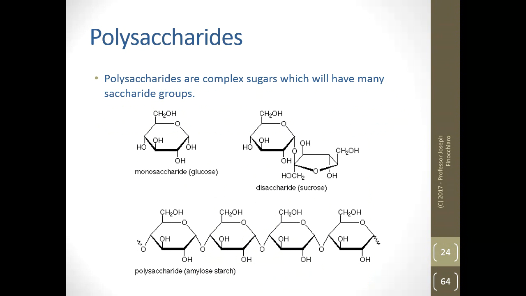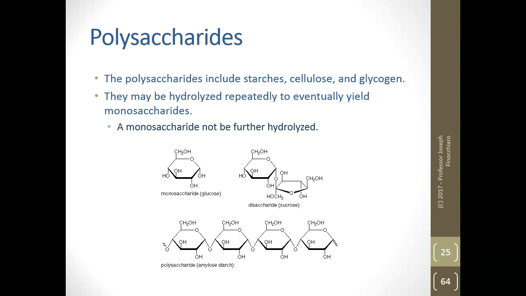Polysaccharides are complex sugars which will have many saccharide groups. Okay? So here you have an idea of what that is. So there's the monosaccharide. We then get the disaccharide and then polysaccharide. Just a bunch of them in a chain. More than 2. Polysaccharides include starches, cellulose, and glycogen.